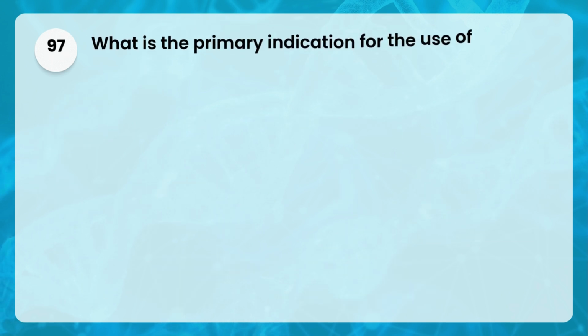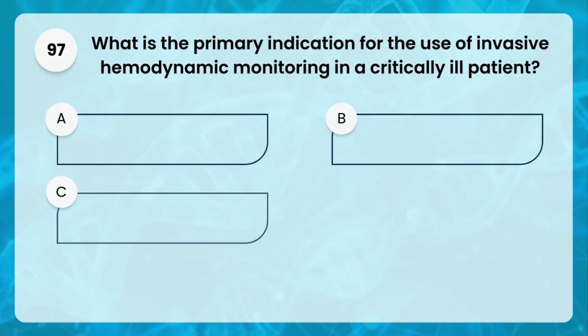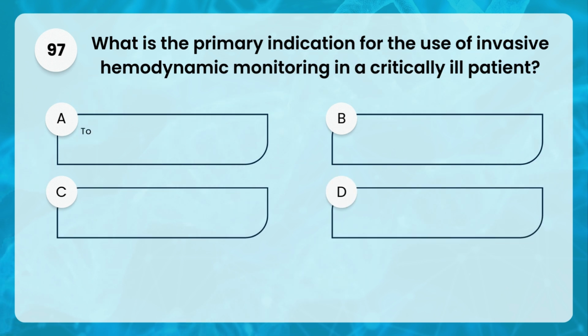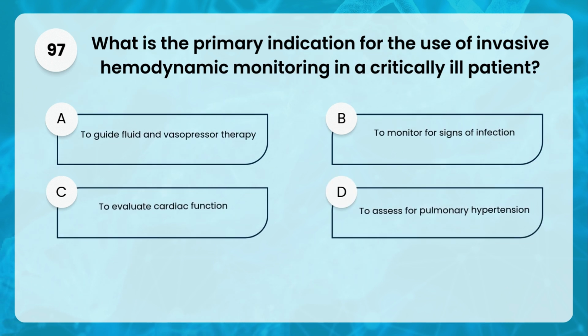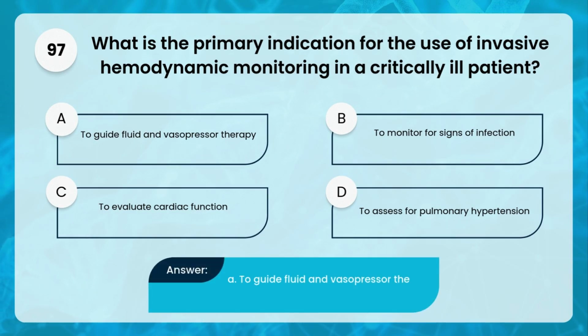Number 97. What is the primary indication for the use of invasive hemodynamic monitoring in a critically ill patient? A. To guide fluid and vasopressor therapy. B. To monitor for signs of infection. C. To evaluate cardiac function. Or D. To assess for pulmonary hypertension. The answer is A. To guide fluid and vasopressor therapy.